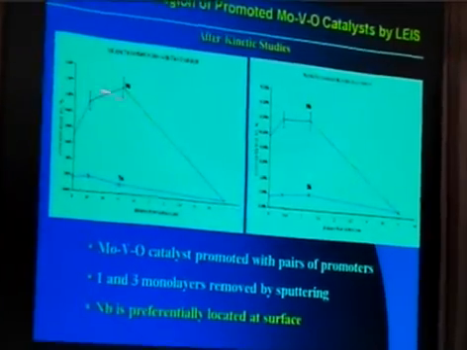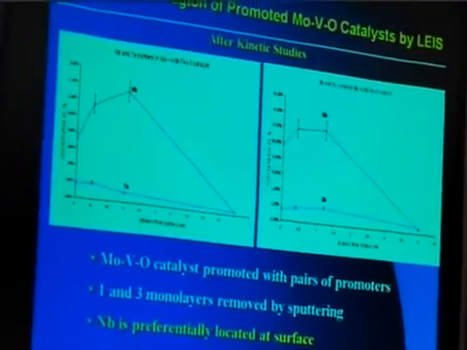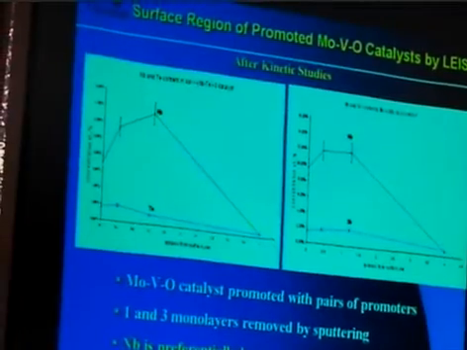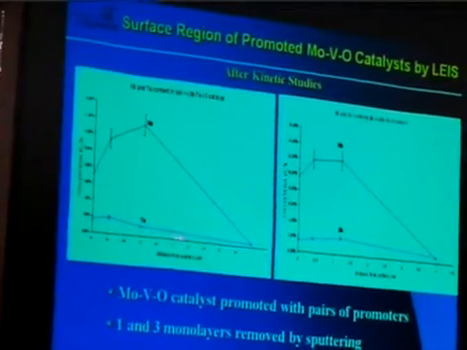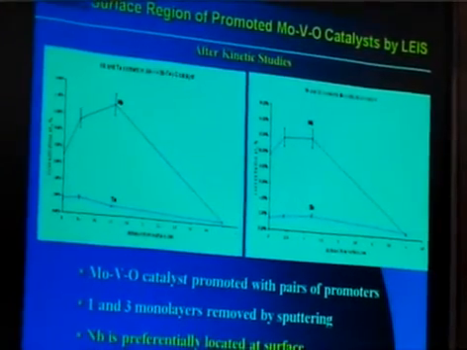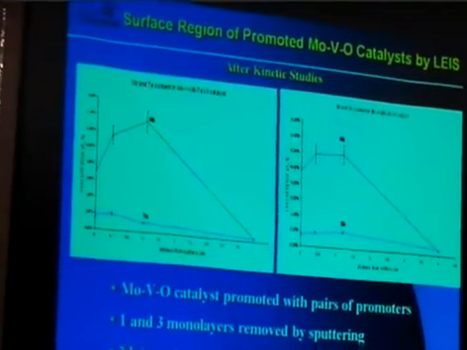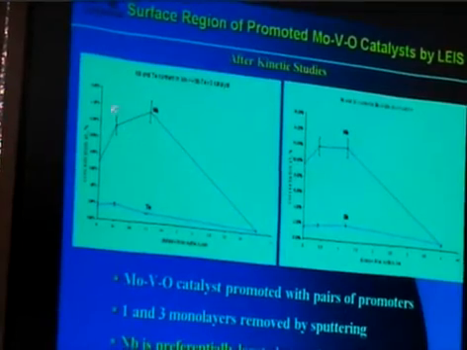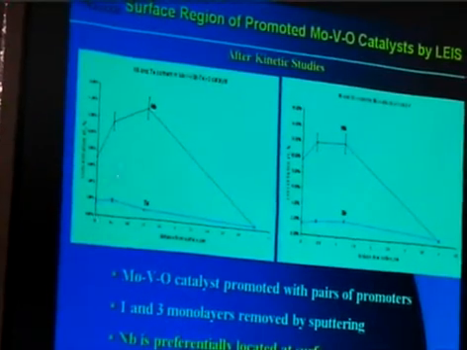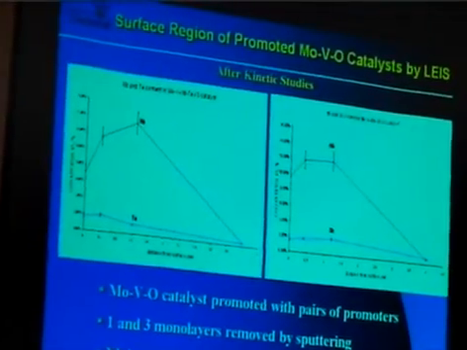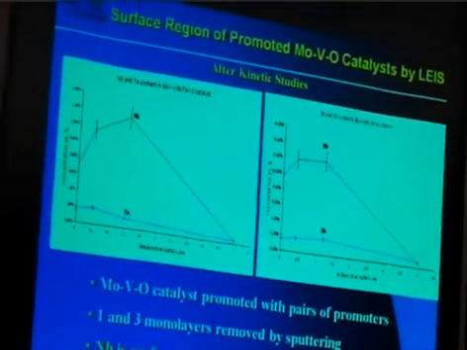So clearly, the niobium appears to be concentrated within 1 or 2 surface layers, while tellurium and antimony seem to decline much more gradually into the bulk. So again, the way we obtained the points away from the topmost surface here is by sputtering these surfaces layer by layer with argon ions.